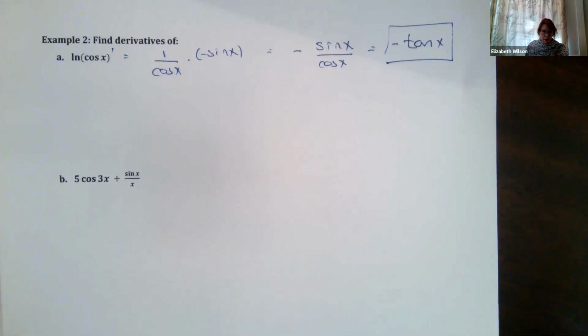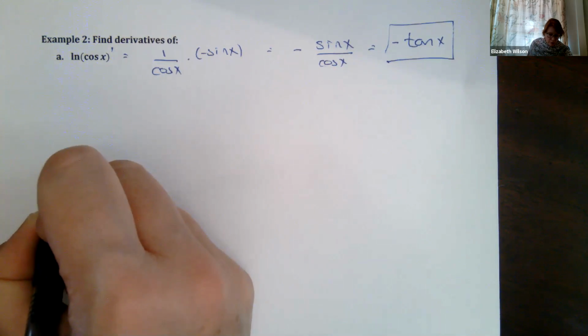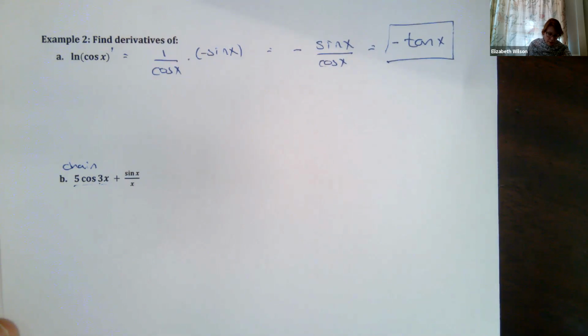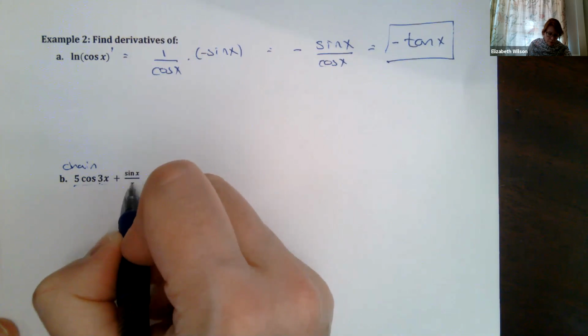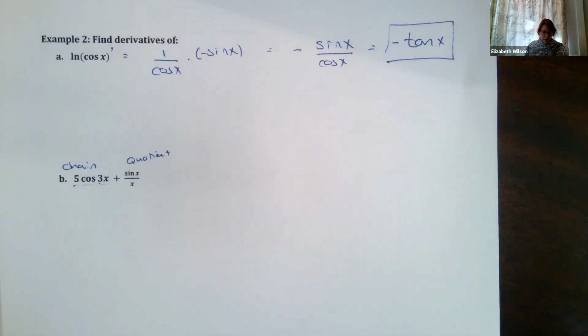Okay, we've got two pieces here we're going to deal with. So let's take a look at each piece. When I do this, I've got the chain rule with that 3x in there. And then sine of x over x, this is my quotient rule that I have to worry about. Okay, so let's take it piece by piece.